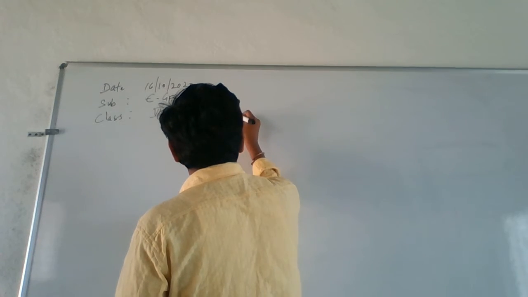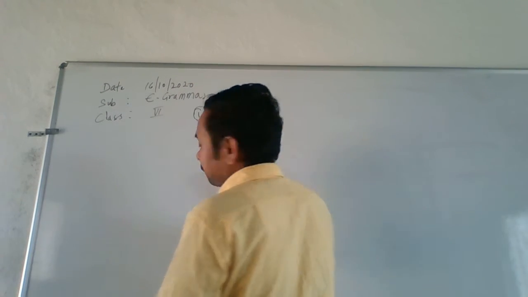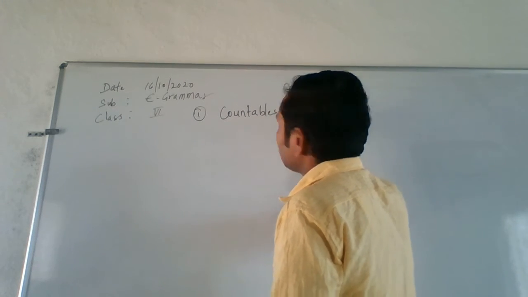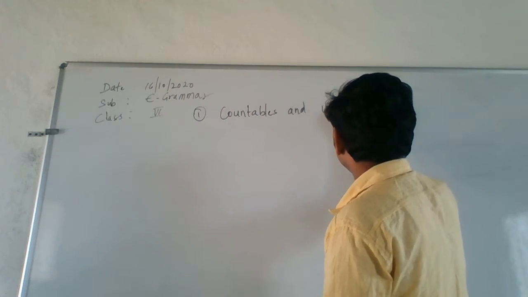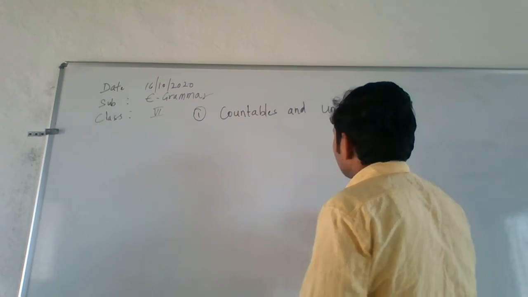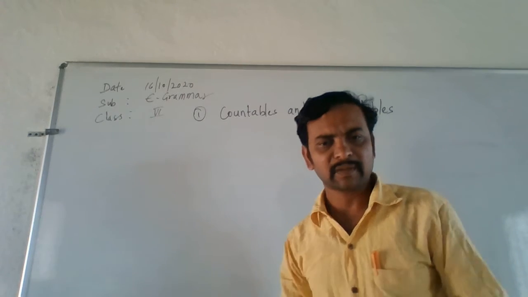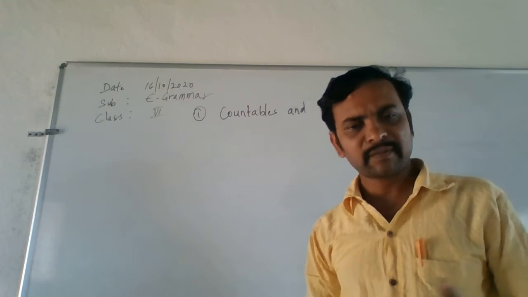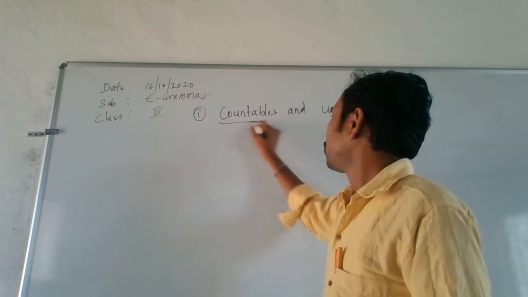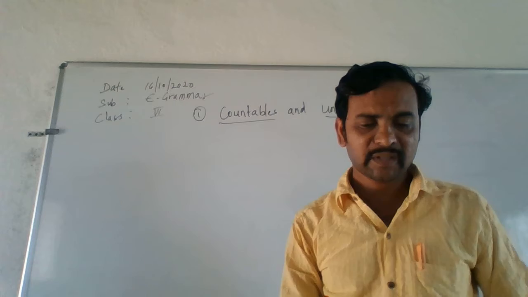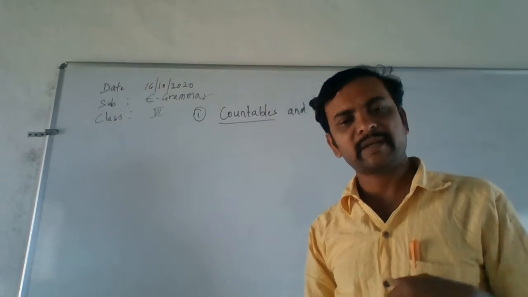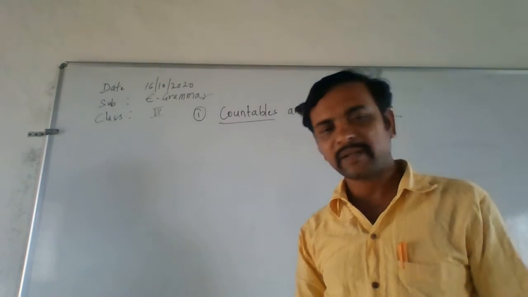What chapter is that? Countables and uncountables. Yes, it comes under kinds of noun. Already you learned it. Countable and uncountable. Let's see what is the difference. Although you already learned, once again you are going to learn.